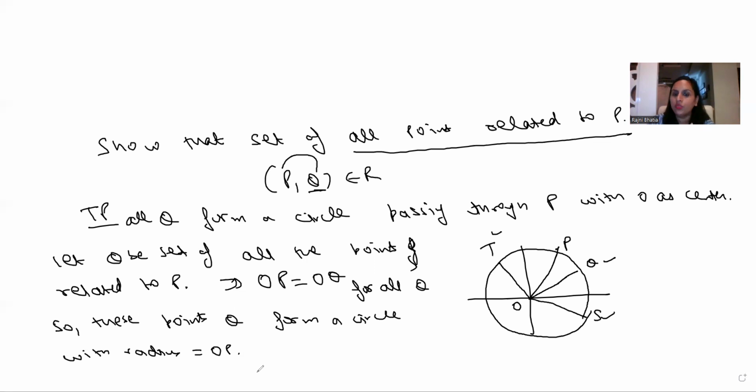Therefore, all the points Q form a circle which is passing through the point P with O as the center, and hence it is proved.